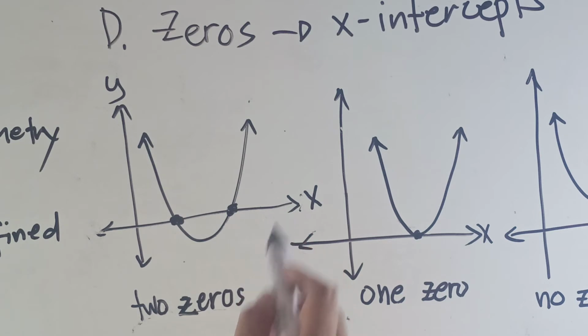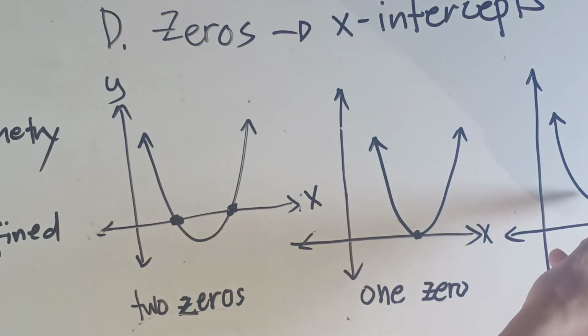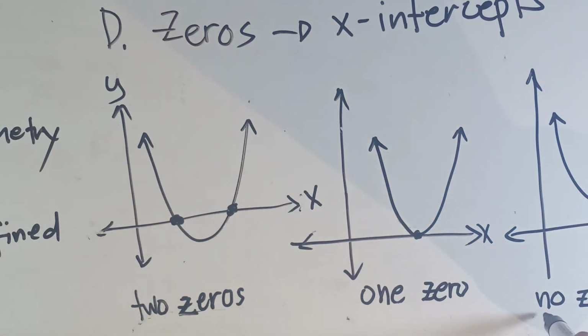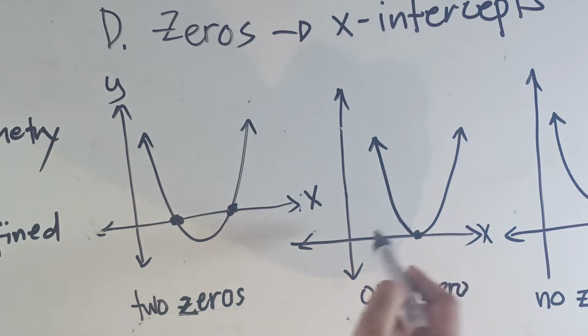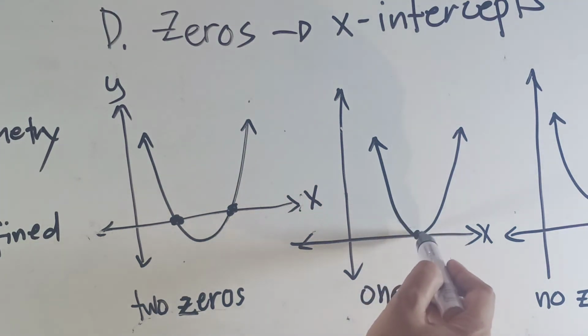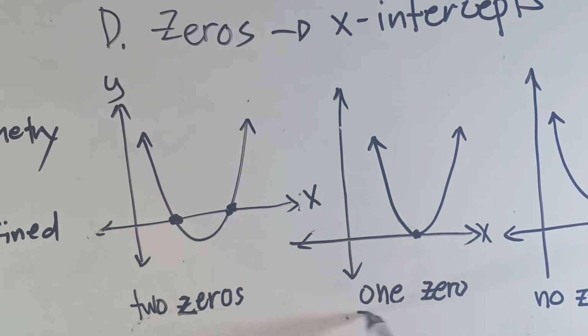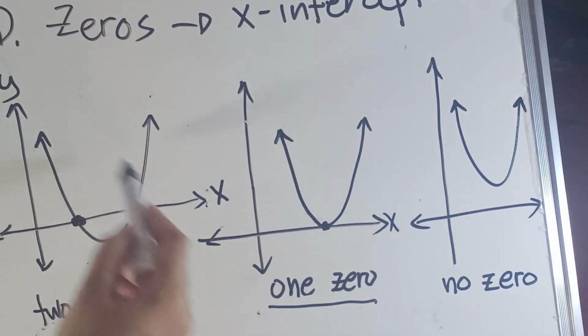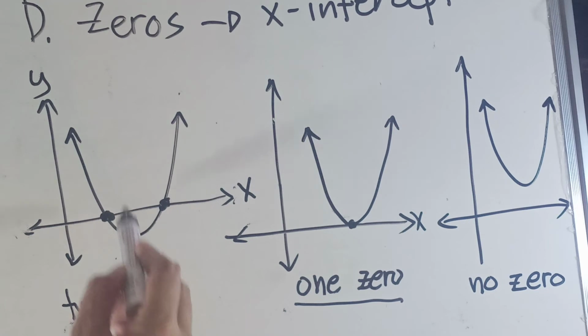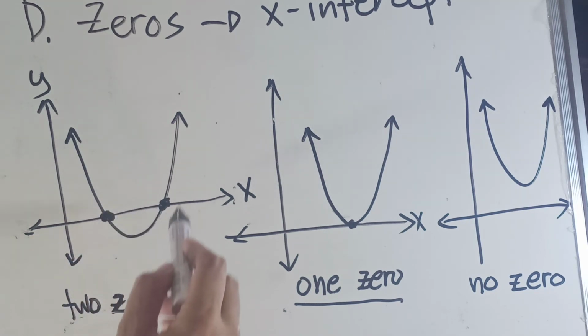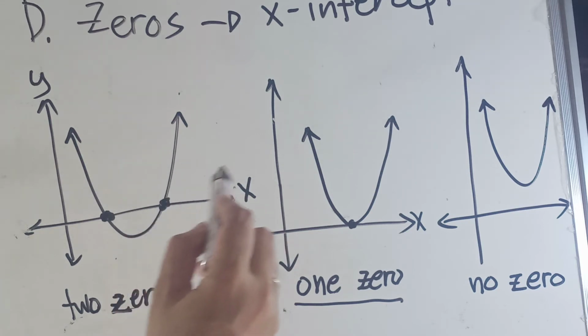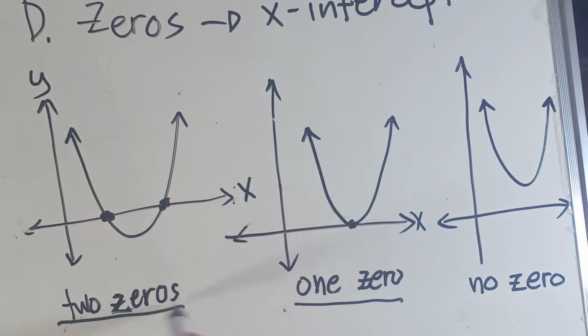So, depending on its role, a parabola can intersect the x-axis at 0. Kani 0, naa bay intersect diri nga point? Wala. So, there is no 0 here. Next, it can be 1 point, no? 1 point. So, there is only 1 point that intersects the x-axis. So, there is 1 zero. Next, here in this illustration, there are 2 points that intersect the x-axis. So, there are 2 zeros.